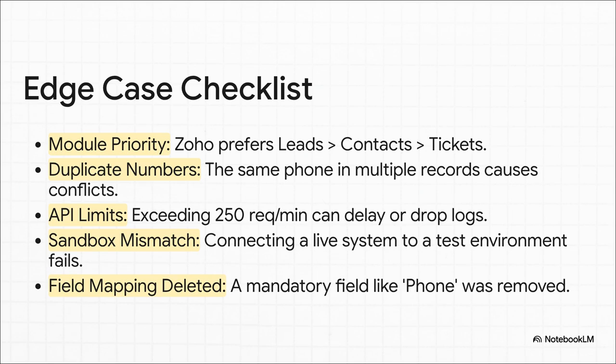First, Zoho has a search order. It looks for leads first, then contacts, then tickets. So if you have a duplicate number across those modules, it can get confused. Second, if you're making a ton of calls, you might be hitting your Zoho API limit, which can delay or even drop logs. Third, make sure you're not trying to connect your live phone system to a test or sandbox version of Zoho. That's a mismatch that will always fail. And finally, just double check that a mandatory field, like the phone field itself, wasn't accidentally deleted from your mapping.